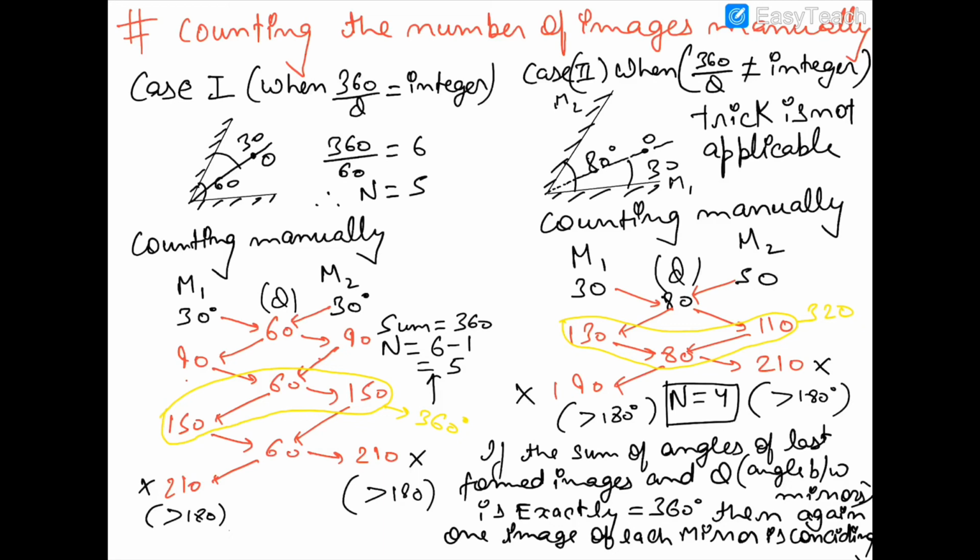So guys, I hope you got to know the concept, and I'm again reading out that line which I have written at the bottom of the board. It is the fact that if the sum of the angles of the last formed images and theta, the angle between the mirrors, is exactly equal to 360, then one image of each mirror is coinciding. So we will not count the coinciding image 2 times. In fact, we will count it a single time, and hence the number of images will be something different.